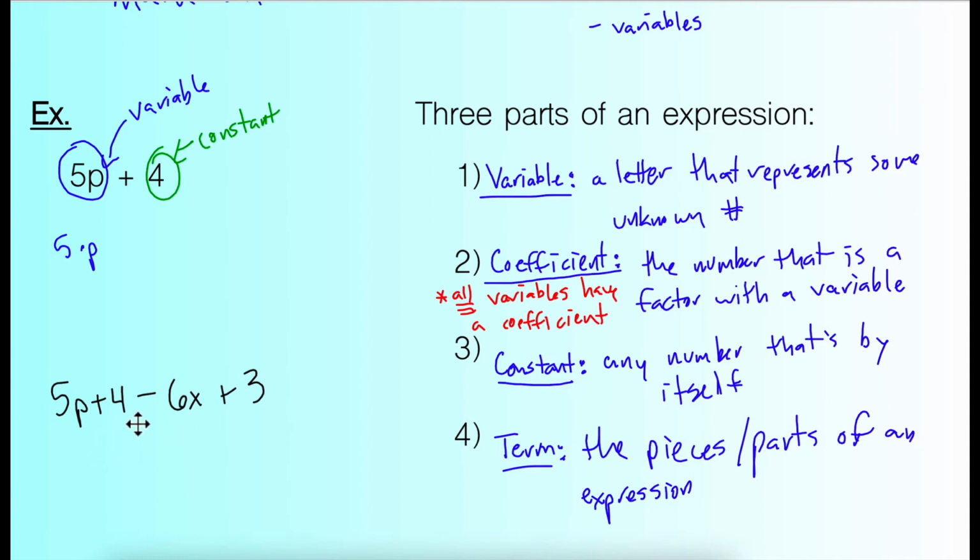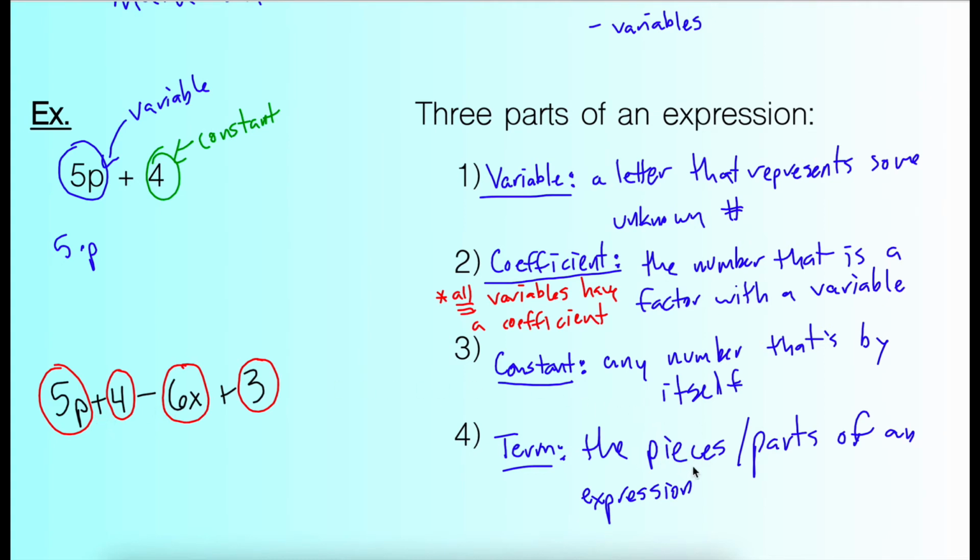All right, great. We've got those three first words down. But what is a term? A term is each little part of this expression. 5p is a term. 4 is a term. 6x is a term. And 3 is a term. So in this expression that I wrote out, there are 4 terms. And you'll notice that where I circled, what's in between each of those? Either an addition or a subtraction sign.